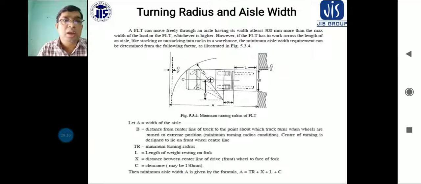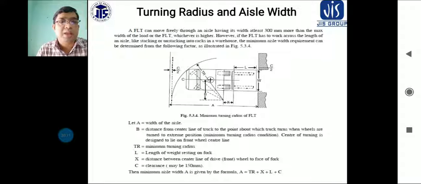And L equals the length of the load on the fork. You can see the L will be at the uppermost portion, an arrow will be given, that is the L indicating the length of the load on the fork. And also X equals the distance between the center lines of the drive, that means the front wheel to face of fork is given, that is X, this is a small distance. And C equals the clearance, that may be 150 millimeters. This will be the clearance, that is C by 2, and this lower part also will be C by 2. This whole thing will be considered the C. The clearance may be 150 millimeters.